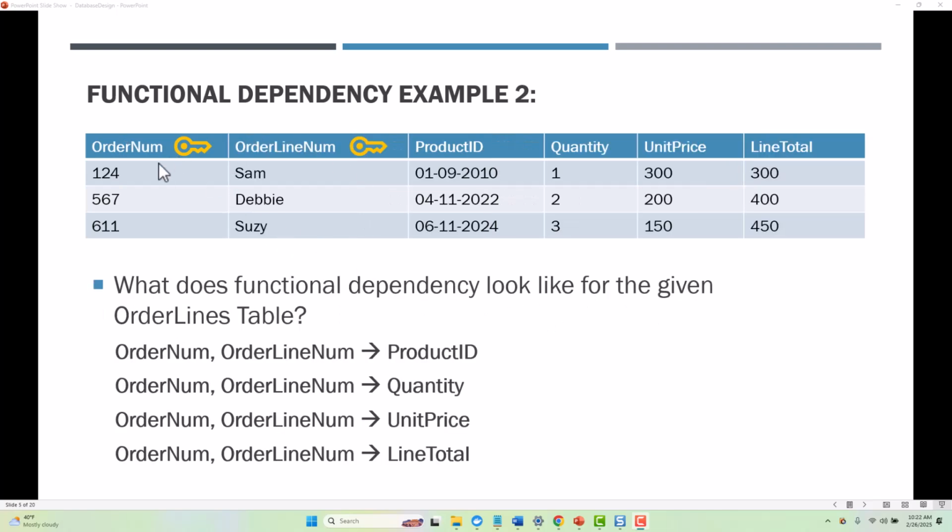In this case, we have our order num and our order line num. I think this was from Northwinds or something close to what was in Northwinds. And it's going to have a product ID for the order line number and order num combination that is going to be functionally determined by this key combination. We have the quantity, the unit price, and line total. Again, these are going to be dependent on this order num and order line combination. So we can see here that we would have order num, order line num functionally determines product ID. Product ID is functionally dependent on that order line num. So that was what we would see in that condition.